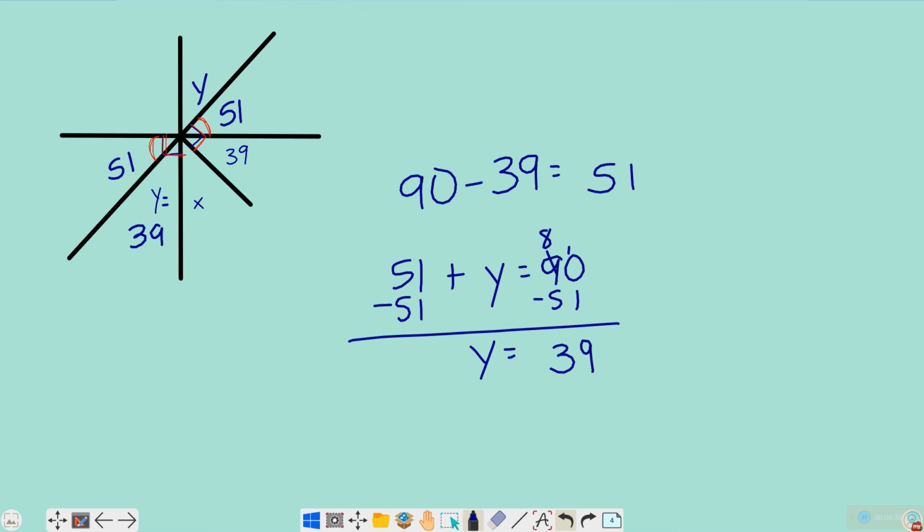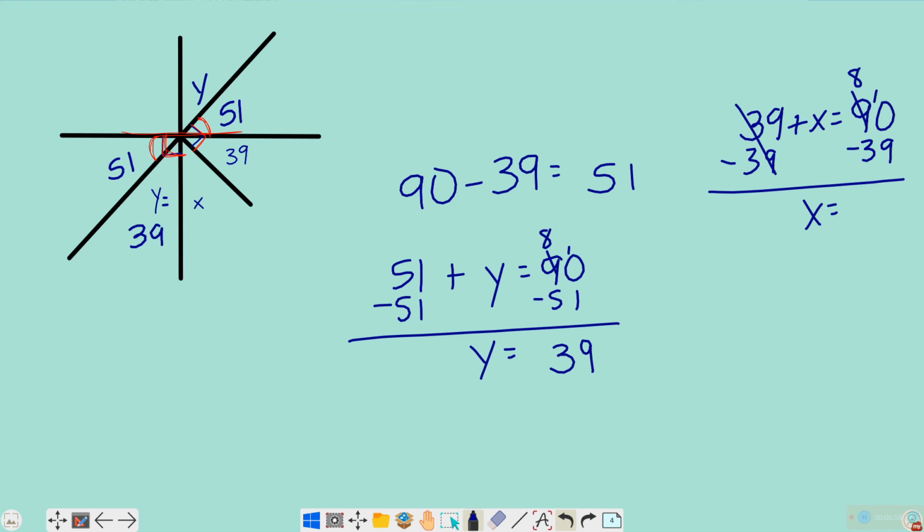And since that side, the left side, is a right angle, and this is a straight line, we know that the other side must be a right angle. So 39 plus x equals 90. Remove that 39 from both sides, and we see that x equals 51. So x is 51 and y is 39.